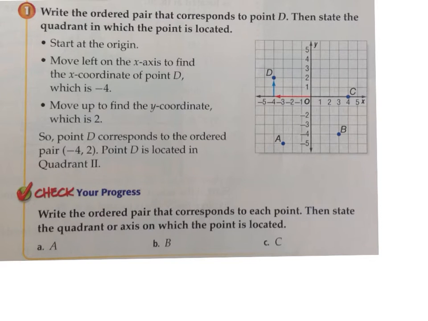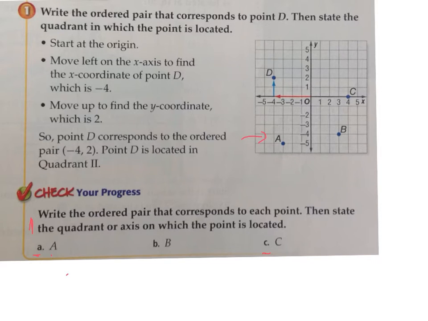I want to work a couple of problems here for you, problems that you'll see today. So we can see here in the check your progress, it says we're going to write the ordered pair that corresponds to each point, and then state the quadrant or axis on which the point is located. So I'm going to solve 2 of these here. I'm going to do letter A and letter C. So to do this, it says letter A. So first thing I have to do is find letter A. There it is.